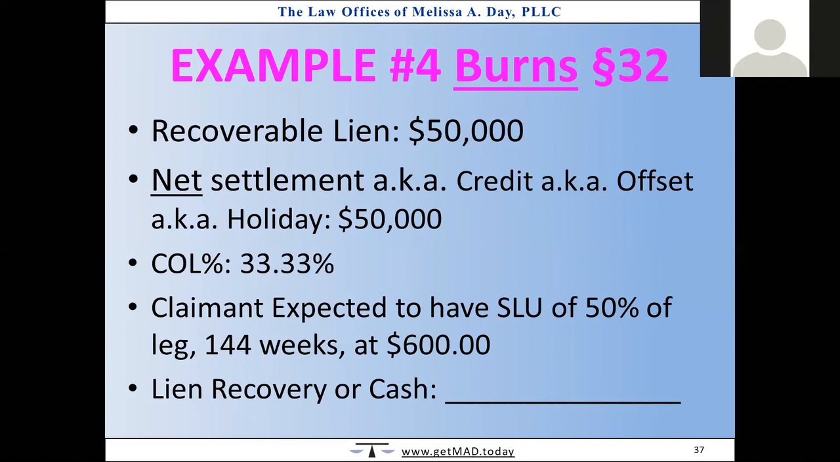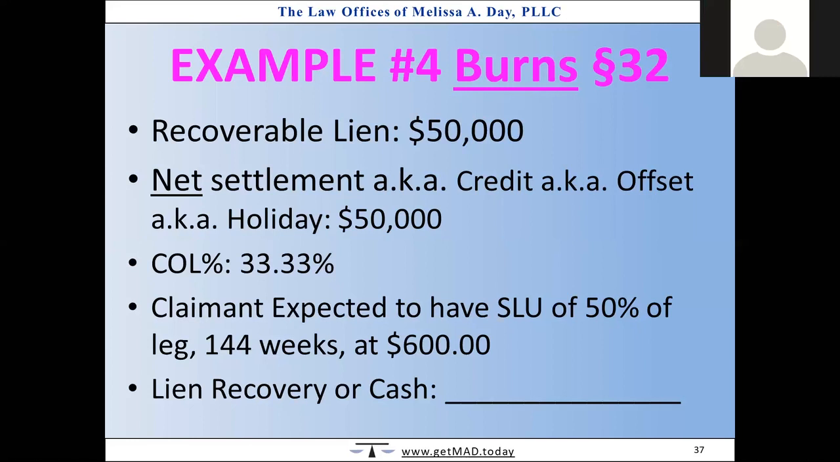So let's take a look at our fourth example. We have a recoverable lien of $50,000, net settlement of $50,000, a percent cost of litigation of 33 1/3. And let's assume that the claimant is expected in the future to have a scheduled loss of use of 50% of the leg, which is 144 weeks at $600. What would your lien recovery or cash lien recovery be, in other words, what would you be willing to reduce your lien to, or what kind of cash would you be willing to pay in order to settle this case?